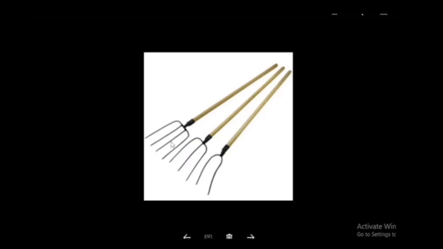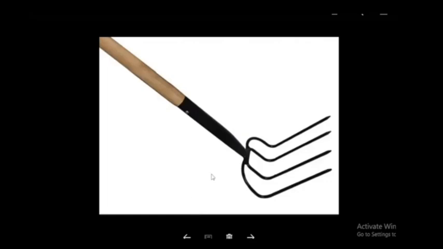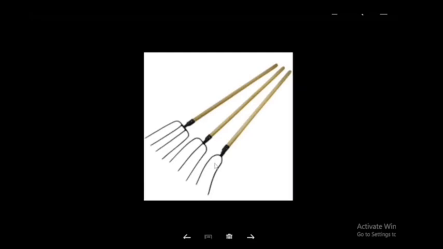I was trying to differentiate between the manure drag and the hay fork. You can see these ones are hay forks. Even if this one has 4 prongs, they are not curved like this. This curve makes this one look like this. These ones are straight. So that is the major difference between the manure drag and the hay fork.